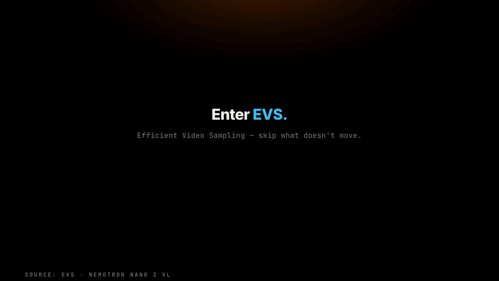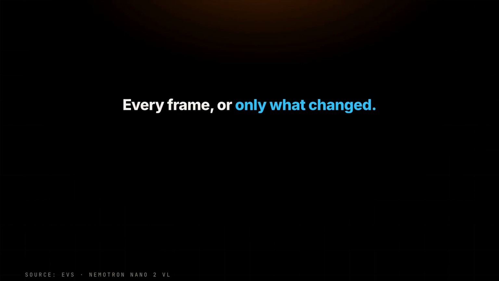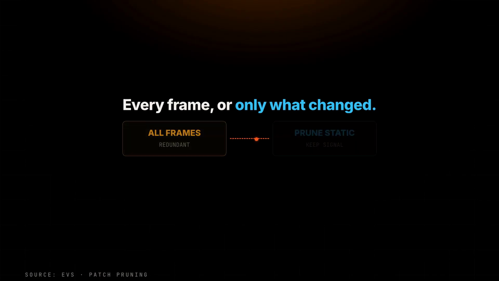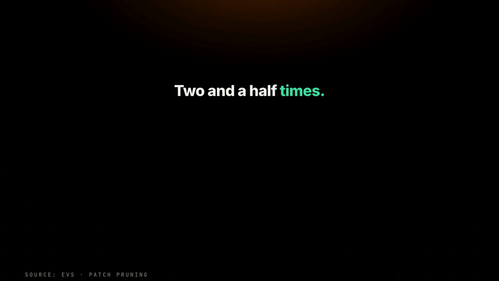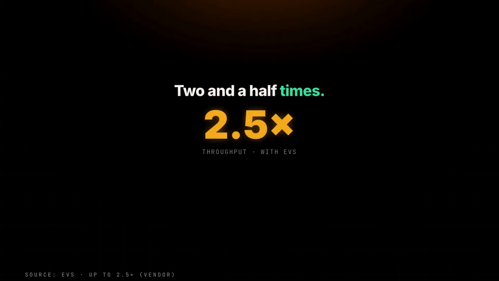The idea behind it is refreshingly simple. Don't waste compute on the parts of the frame that don't move. Instead of encoding every frame in full, EVS prunes the patches that stay static across time and keeps only the ones that carry genuinely new information. And the payoff, by NVIDIA's own numbers, is up to 2.5 times the throughput. That means longer clips, processed faster, with essentially no drop in accuracy at all.